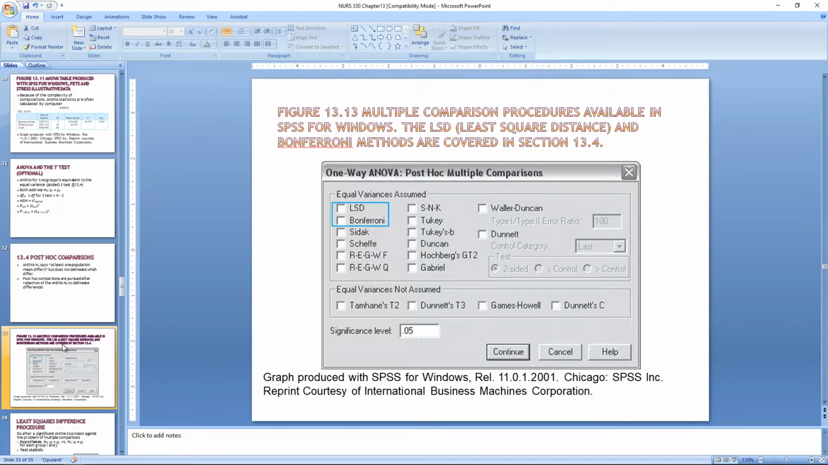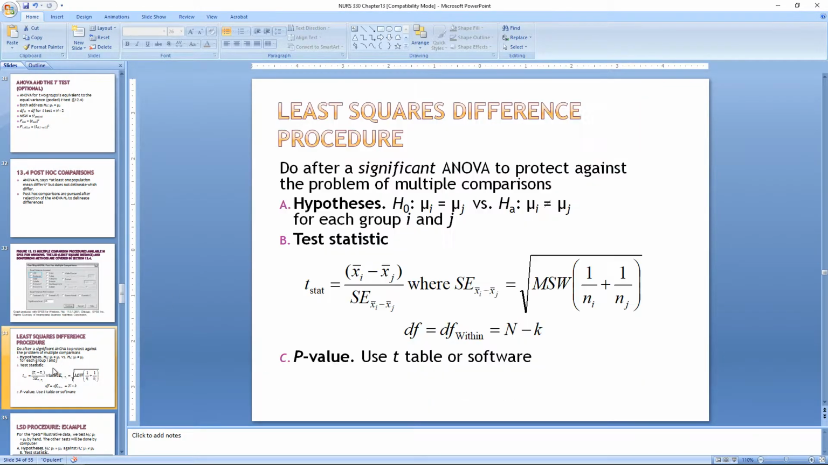So if you were to go into SPSS, the two the book talks about are the LSD method and the Bonferroni method, which are multiple comparison procedures available in the SPSS window. LSD stands for least squared difference, and the Bonferroni method is covered in the next session. These would be the 2 buttons you would click. As far as I know, Excel does not have these specific options to do these types of tests.